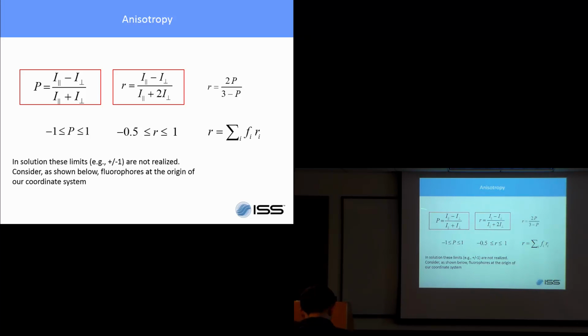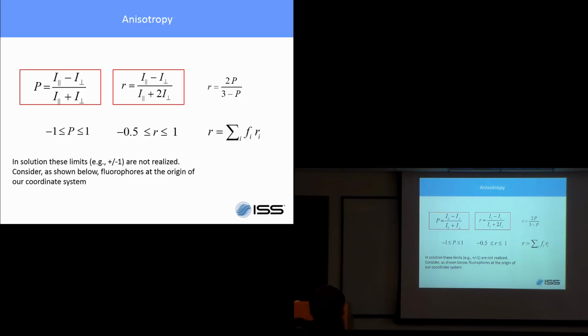Anyway, practically they are the same, and you can do some calculations and find out that the anisotropy is related to the polarization by this formula. While the polarization varies between -1 and 1, the anisotropy is between -0.5 and 1.